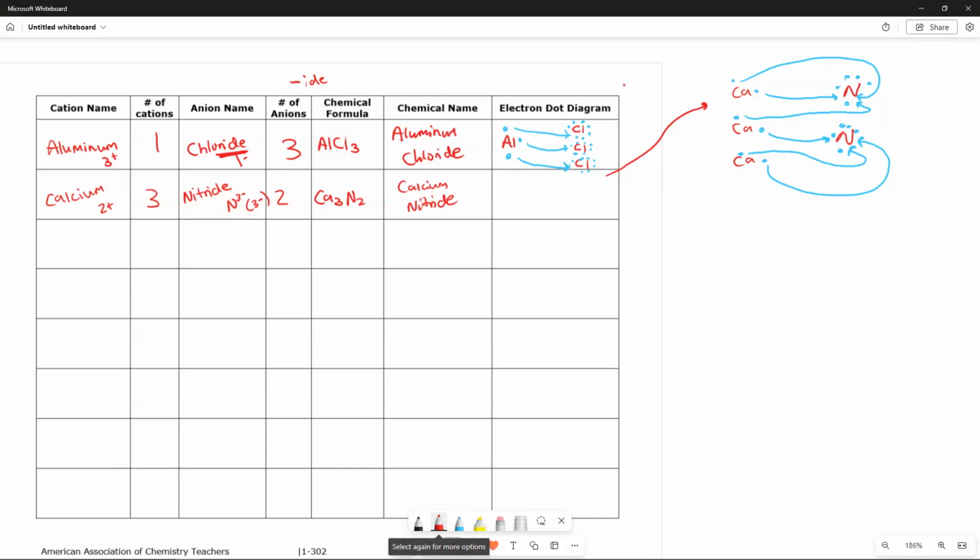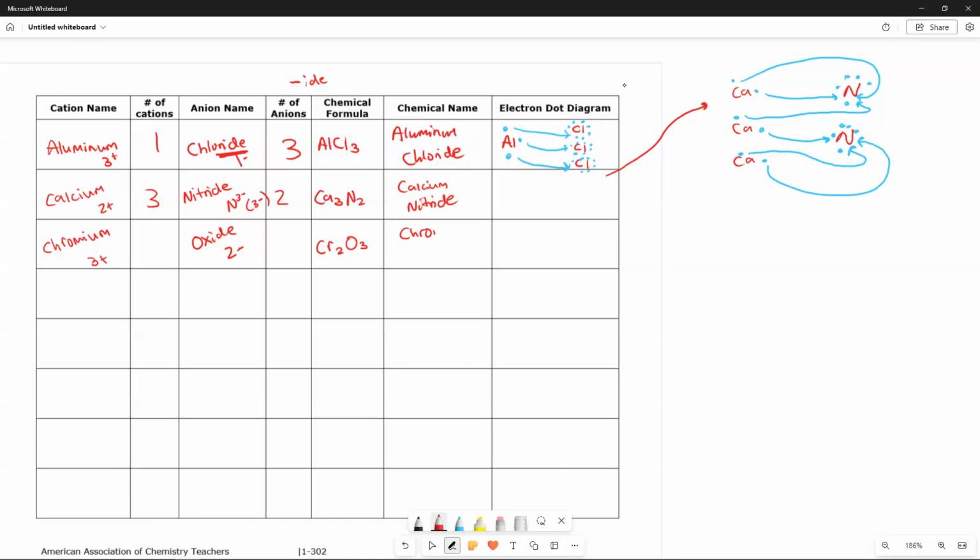We're going to try chromium. Chromium will have a 3+ charge. And we're going to do oxide, which has a 2- charge. So in order to balance this, it's kind of similar to what we've been doing, but chromium we need 2 of. Cr, that's chromium, 2. And for every 2, we need 3 oxygens, or oxides. So Cr2O3 is your answer.